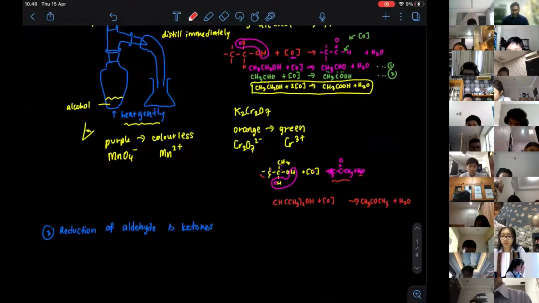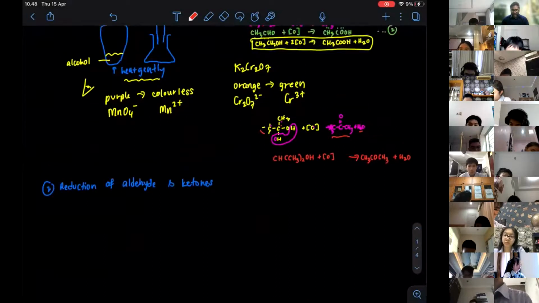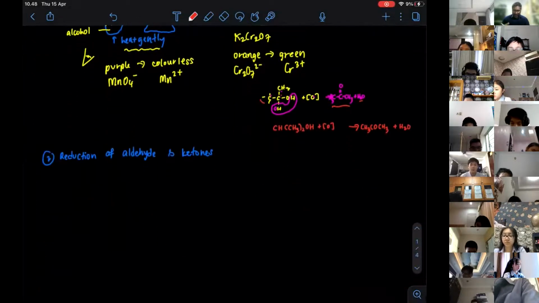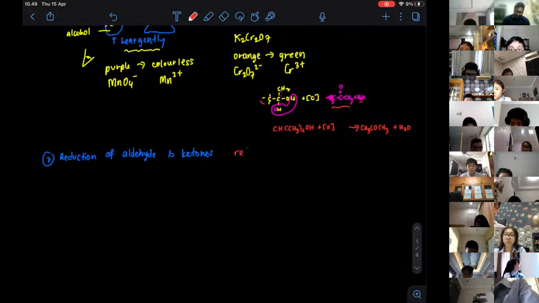But now, let's look at oxidation: primary alcohol to aldehyde to carboxylic acid, and secondary alcohol can be changed into ketone. Of course, we can also change the ketone, carboxylic acid or aldehyde back to its alcohol. So we can actually do that. When we do this, we can use reducing agents. In our chemistry, there are so many reducing agents.